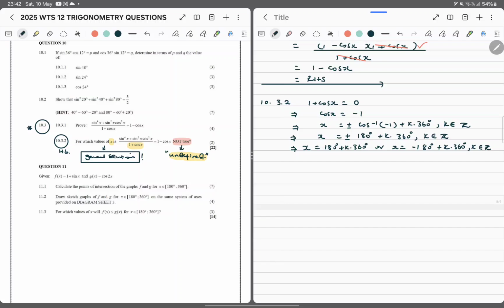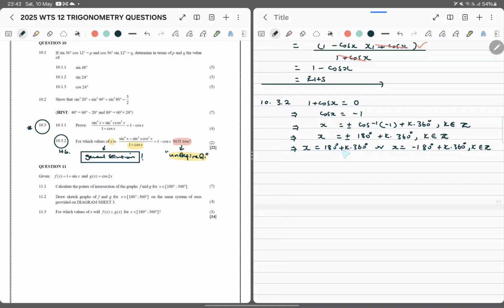When cos is minus 1. And when is cos minus 1? At 180 and at minus 180. So we don't need all these other solutions because they are just too many. Sometimes I feel like this is good enough.